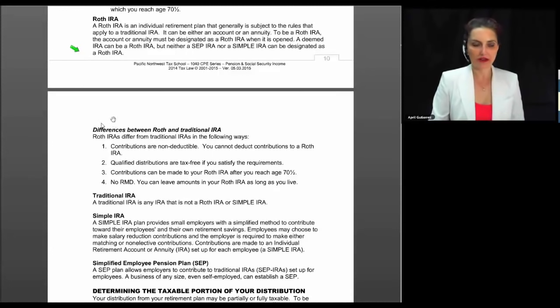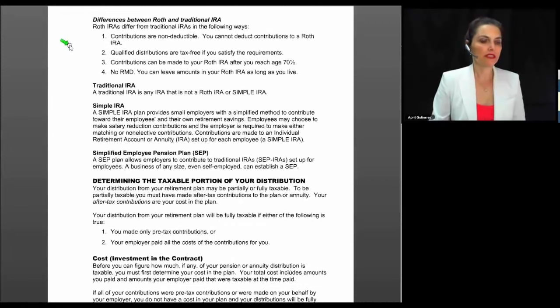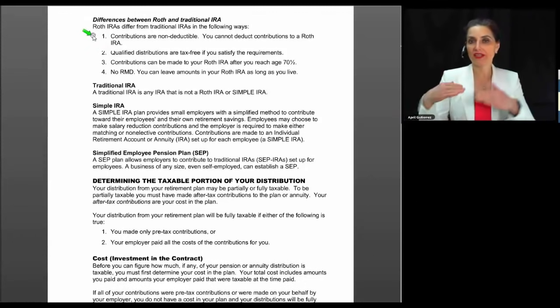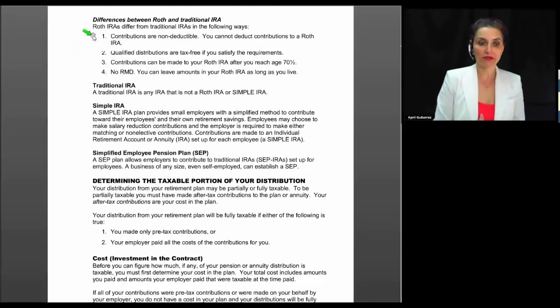So differences between the Roth and traditional IRA, well, for the Roth IRA, contributions are always non-deductible. You cannot deduct contributions to a Roth IRA. Lots of the time, you cannot deduct contributions to a traditional IRA as well. Again, when we get into our above-the-line deductions class, we're going to be talking about when a contribution to a traditional IRA is deductible and when it isn't. But when you're looking at a Roth account, you're never allowed to take a deduction.